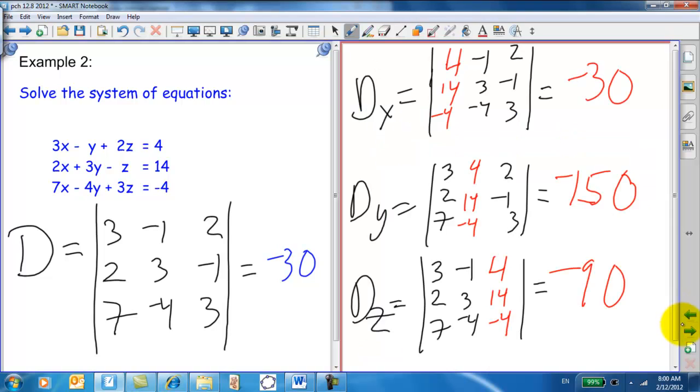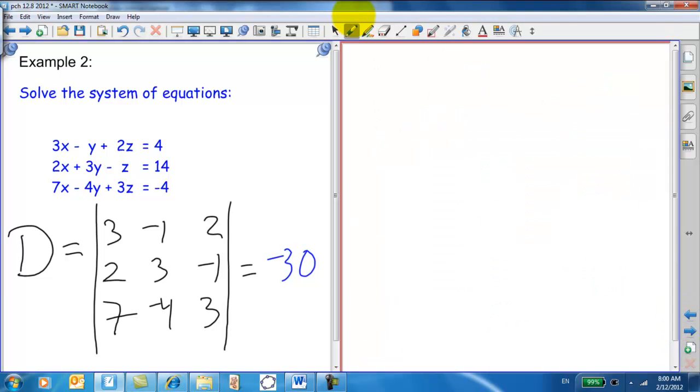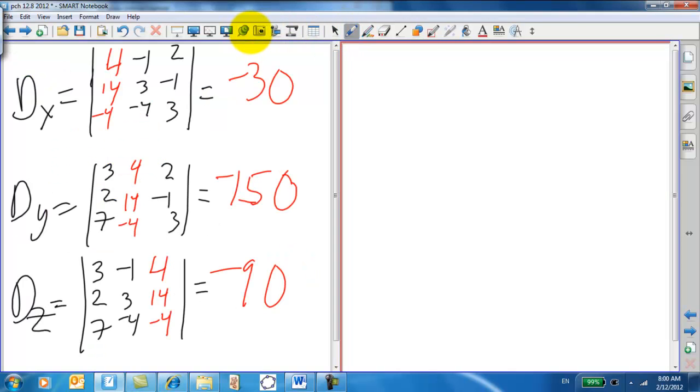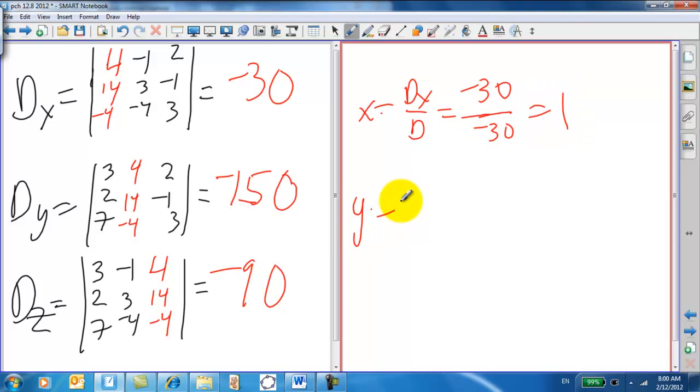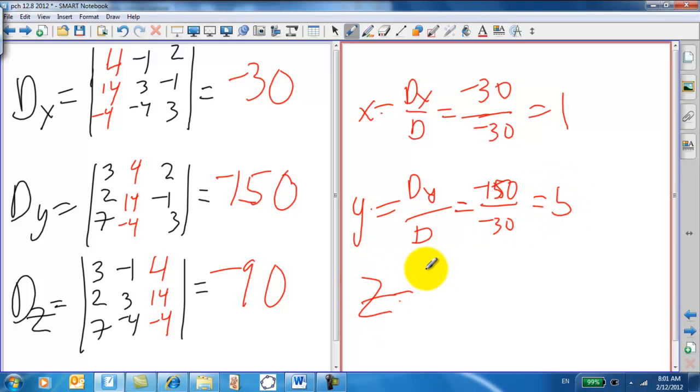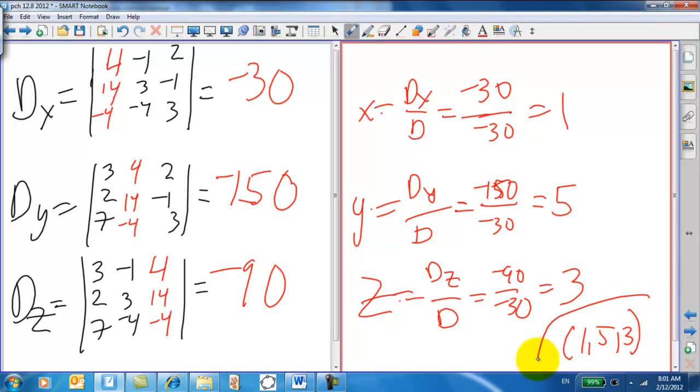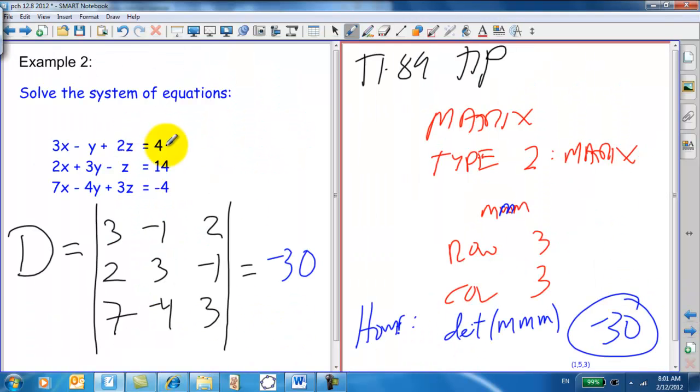So, oopsie. Now we finish up by coming up with all our x, y, and z's. X is D sub x over D, so negative 30 over negative 30 is 1. Y is D sub y over D, so that's negative 150 over negative 30, so y is 5. Z is D sub z over D, negative 90 over negative 30, and we get 3. So there's our solution: 1, 5, 3. And if you think about it, that's a point in 3 space, and what we did was intersect 3 planes. Each of these is a plane.